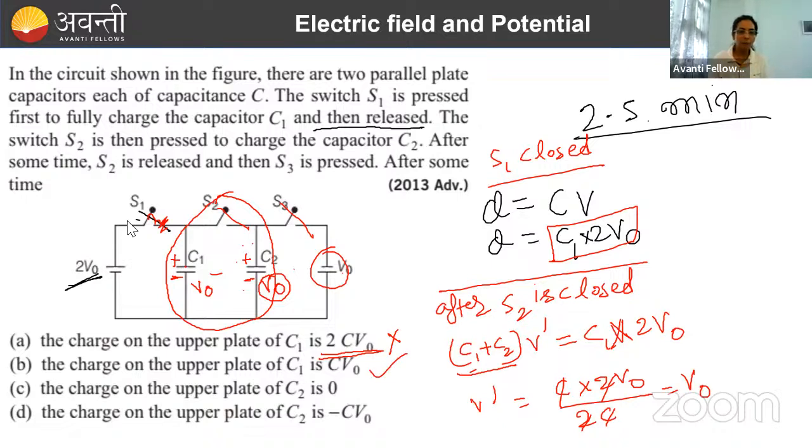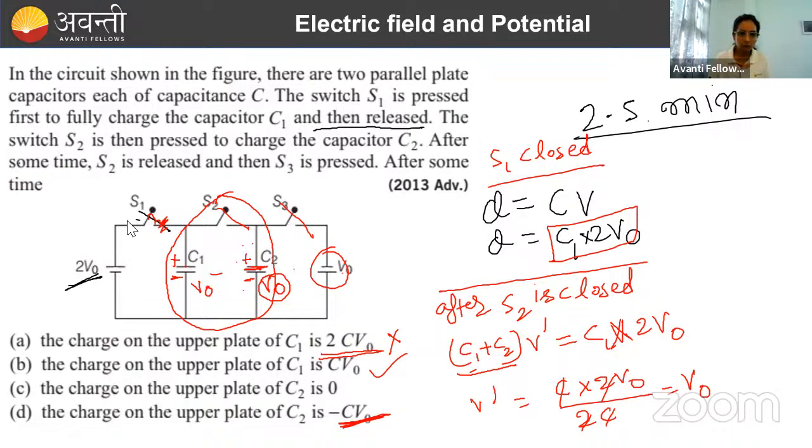Now, charge on the upper plate of C2 is 0. Will the charge on the upper plate of C2 finally be 0? No, it can't happen. Why? Because the upper plate of C2 is connected to the negative terminal of the battery and it will maintain its charge at minus CV. So the charge on the upper plate of C2 is finally minus CV. So the question was this much simple. Okay, now let's move ahead.